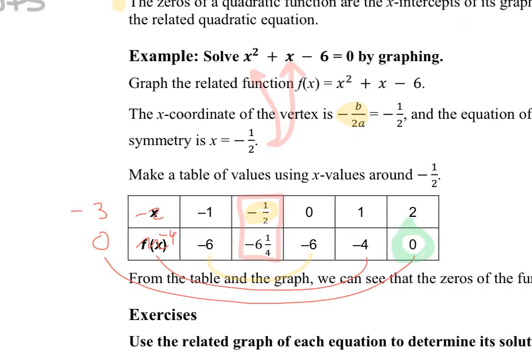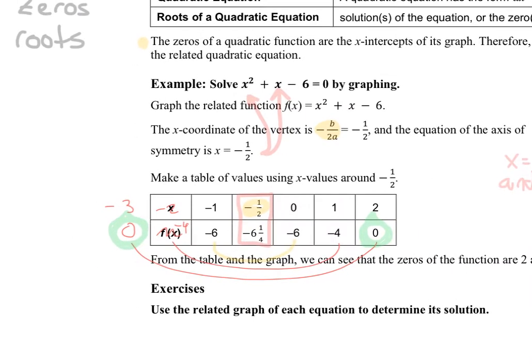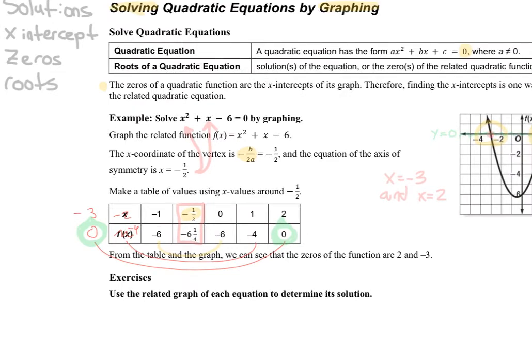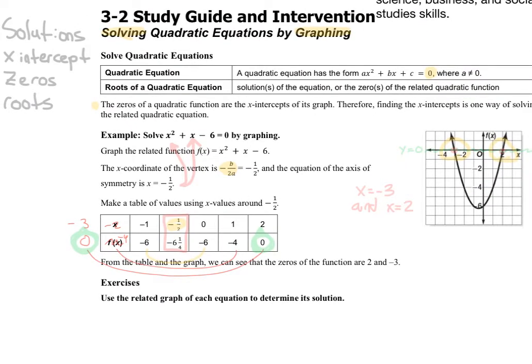Notice that it points to that same 2 we just saw on the table. Here's another spot. Notice that it points to that same negative 3 that was on the table. So that's essentially the key takeaway from this section, is understanding what they look like visually. It's where we cross the x-axis. How do I identify solutions from a table? It's where the y-coordinate is equal to 0.